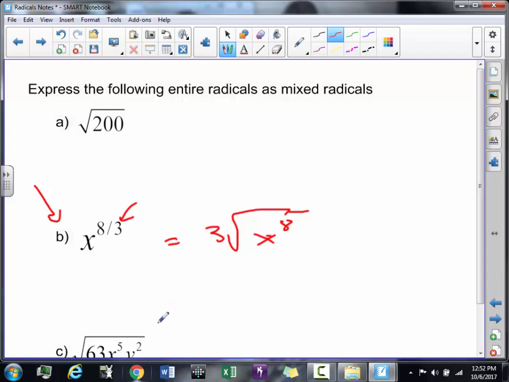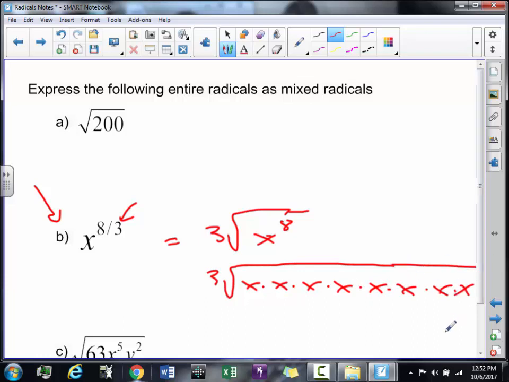Now, this still works the same way as before, only we have to approach it just a little differently. What does x to the 8 really mean? Well, it means x times x times x times x times x times x times x times x. I'm going to go through the motions of writing it out. Literally, x to the 8 means you've got 1, 2, 3, 4, 5, 6, 7, 8 x's.